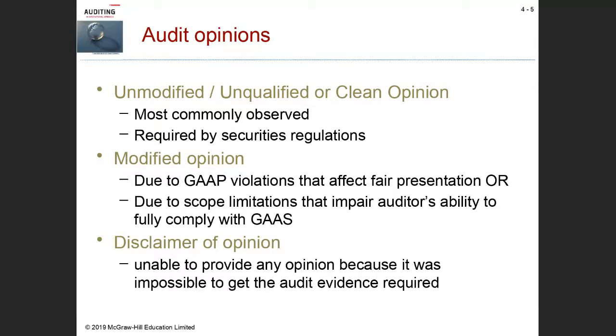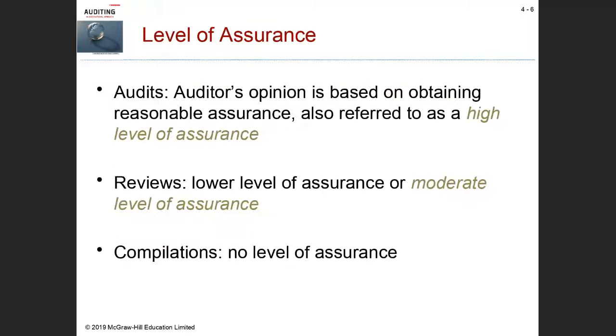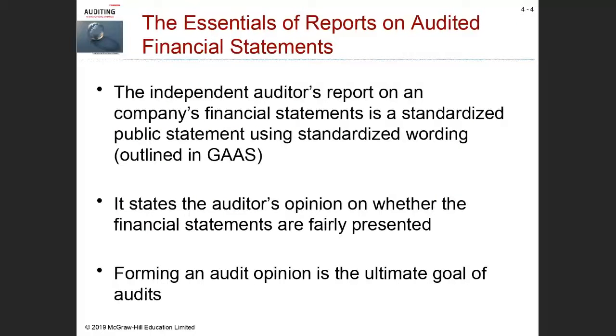But the effect of the GAAP violations is pervasive, right? There's so many things that are wrong. The financial statements do not present fairly. So where you have a GAAP violation which is material and pervasive, meaning many items are affected, resulting in the financial statements not being presented fairly, the auditors in their report give what's called an adverse opinion. An adverse opinion just means that the financial statements do not present fairly.